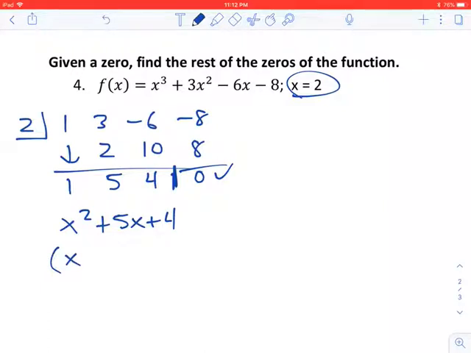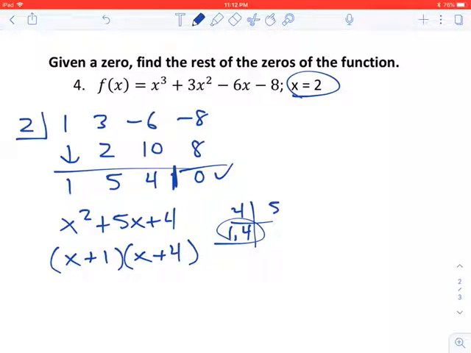And what two factors of 4 give me 5? 1 and 4, both positive. So plus 1 plus 4. And so my final factors are these two, and then the original x, well, it would have been x minus 2. So really, I don't need to write it out like that.